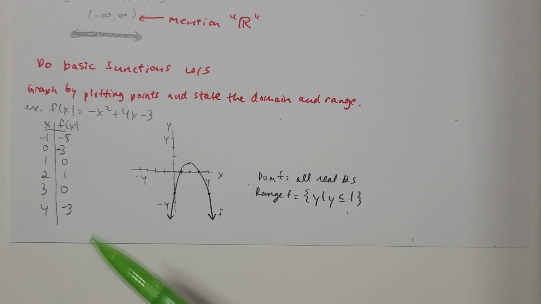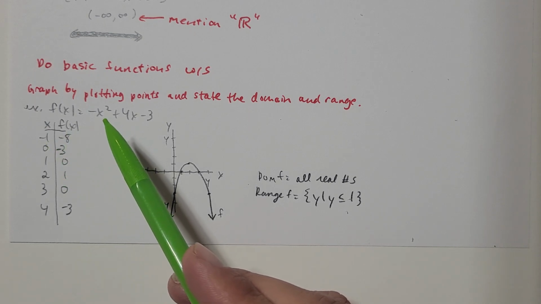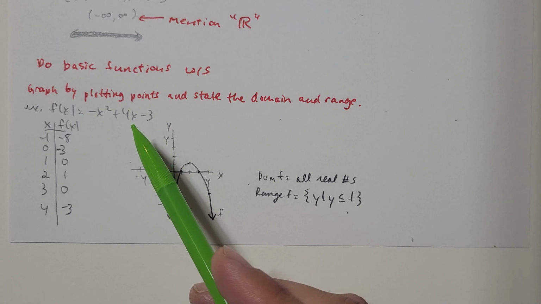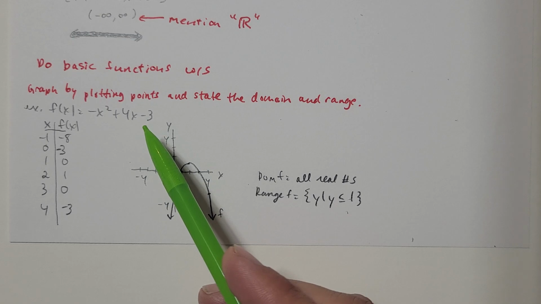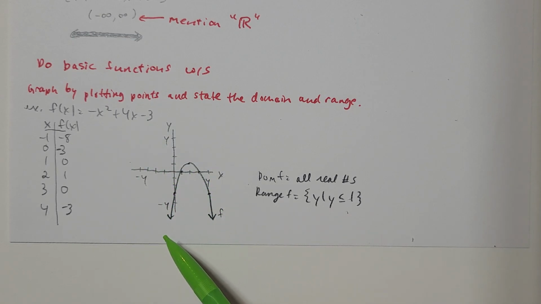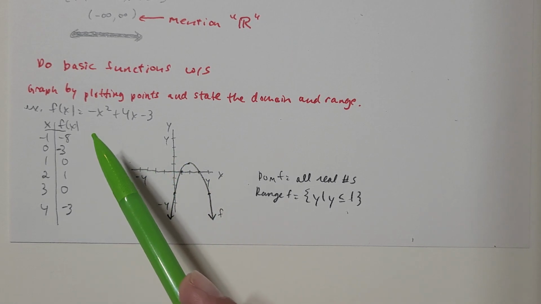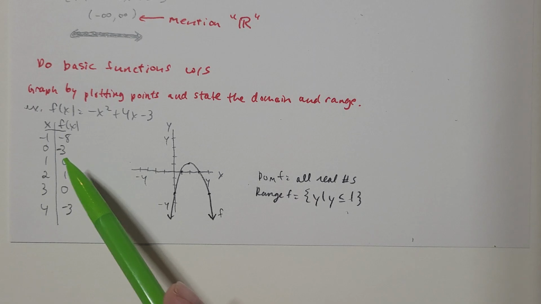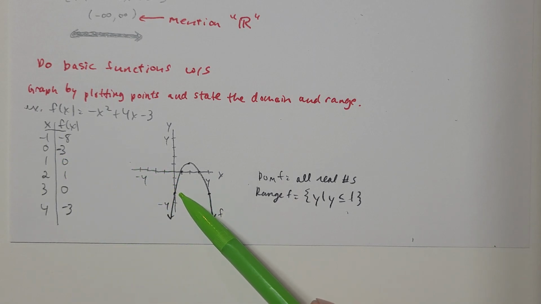If x is negative 1, squared is 1. There's the negative in front of that, so negative 1 would be leading off. Minus 4 is negative 5. Minus 3 is negative 8. So negative 1, negative 8, that point would be on the graph. I didn't scale the graph that far, although that point would be there. If x is 0, y is negative 3. So 0, negative 3, that point would be on the graph.